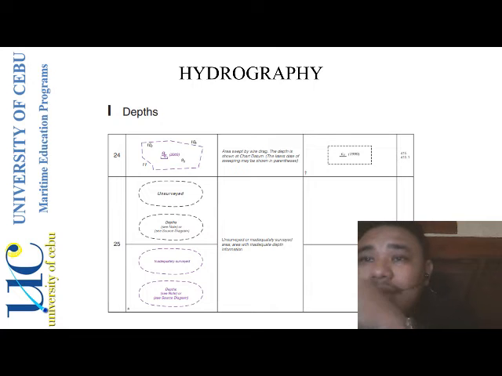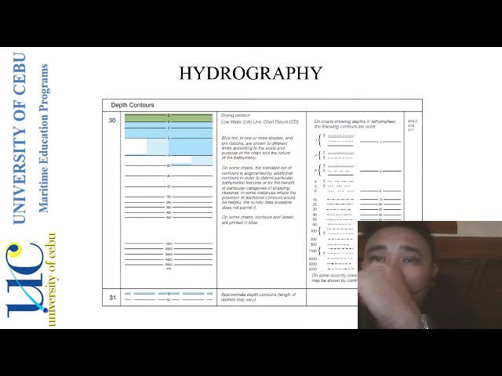So number 25, a surveyed or inadequately surveyed area with inadequate depth information. So number 30, this is the drying contour, low water line, chart datum CD. This is shown on the chart showing depths, and the following contours are used: blue tint in one or more shades, and tint ribbons are shown to different limits according to the scale and purpose of the chart and the nature of the bathymetry.